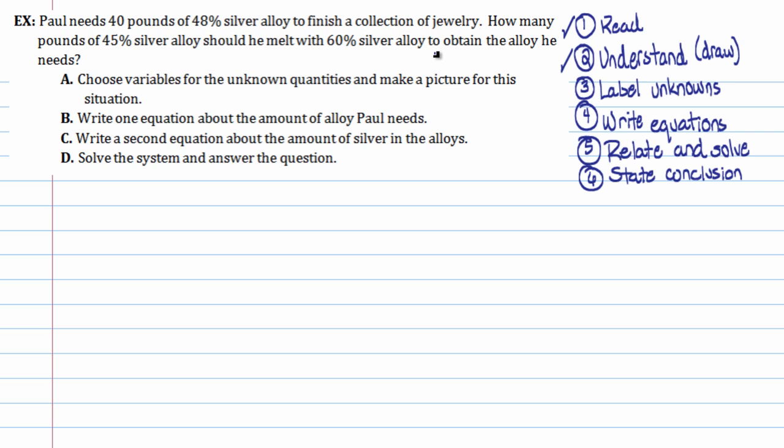So let's go ahead and go through this. We've read the problem. We understand what's going on. I would recommend drawing the situation. People tend to love tables. You know, they like to build a little table for a situation like this. I really don't like tables, actually. I like to draw pictures.